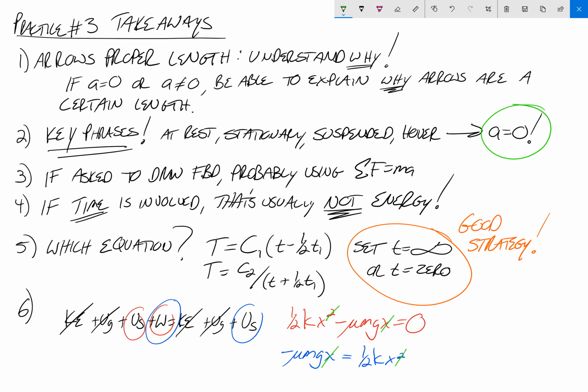And you already know if an object starts from rest and increases speed to a positive v, well, that's a different story. Then a is not zero. But if it just says the object is at rest and it doesn't mention anything after that, assume acceleration zero.